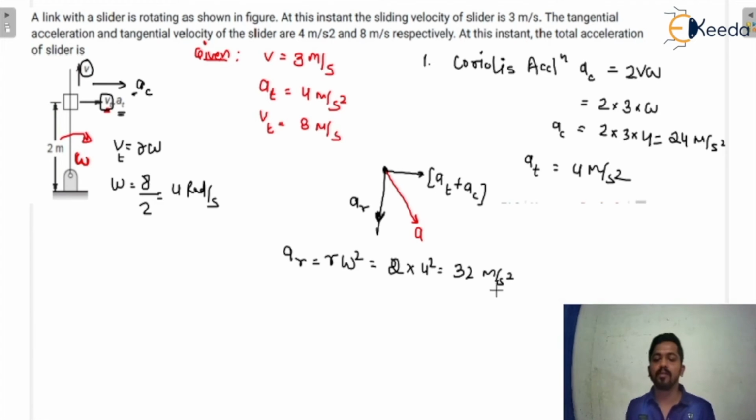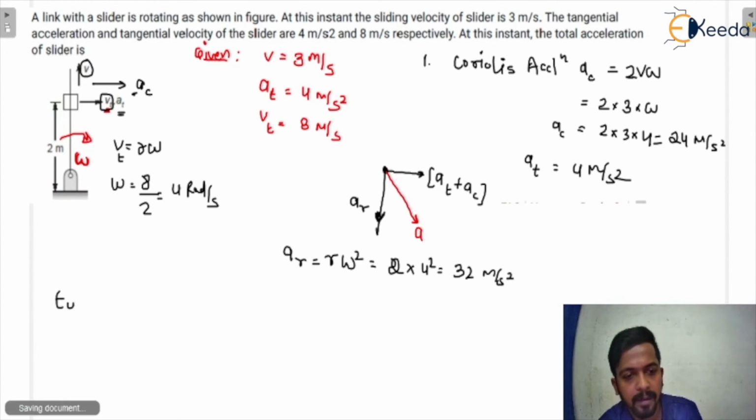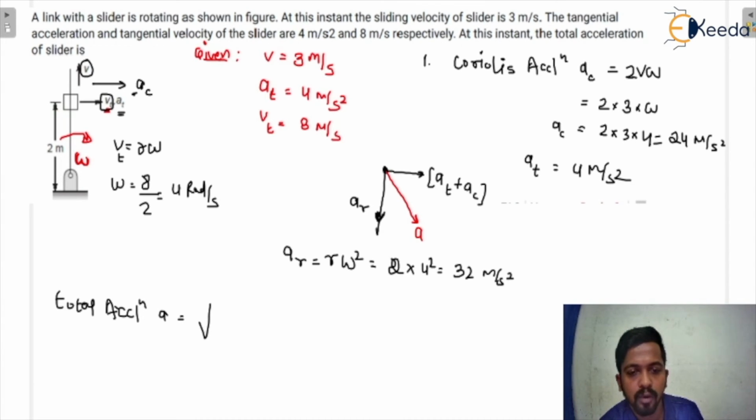Now everything we have calculated, we just have to calculate the total acceleration. Finally, total acceleration is denoted as a, equal to root of radial acceleration square plus, because they are going to add up, tangential plus a c square.